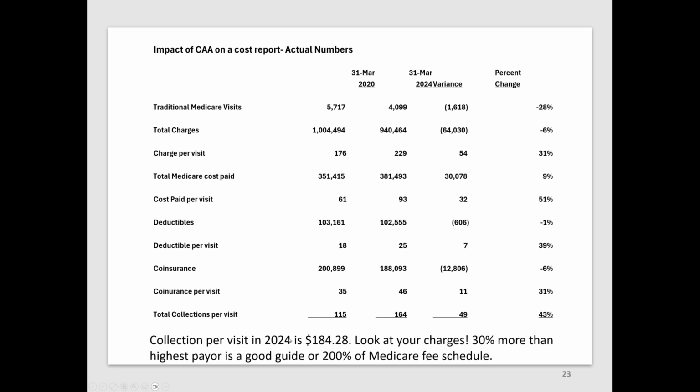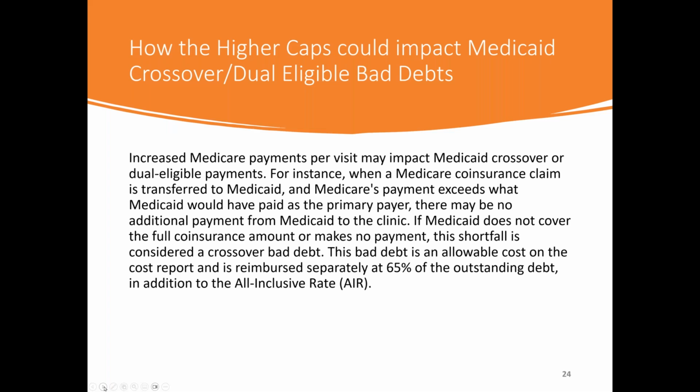And then collections per visit, 2024 is averaging $184.28. That was from a statistic that I read somewhere. I think it may be showing up next year. So again, really try to collect that cash and get your revenue cycle going. This is important information for you to know.